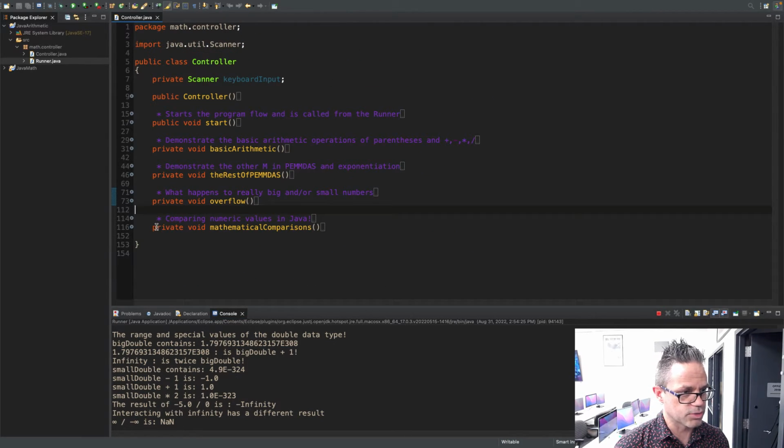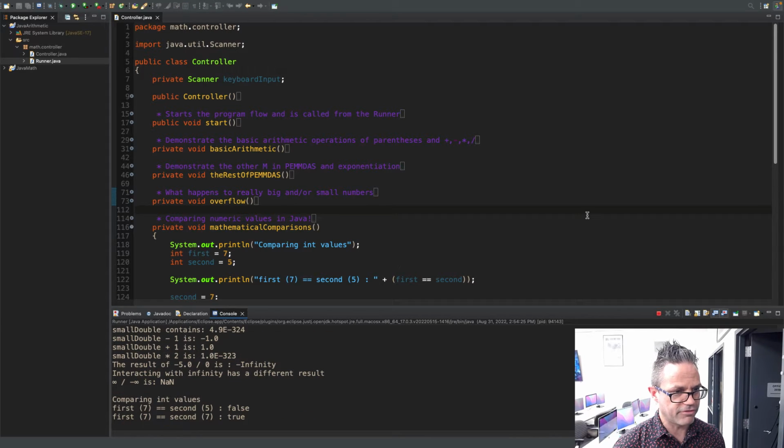And move on to our next one, mathematical comparisons. So let's compare int values. We compare int values with equals equals. That's how we compare whether or not one int is the same as another int. So first 7 equals second 5 is false. That's not true. Okay, that's great. That works out exactly how I would expect it to.